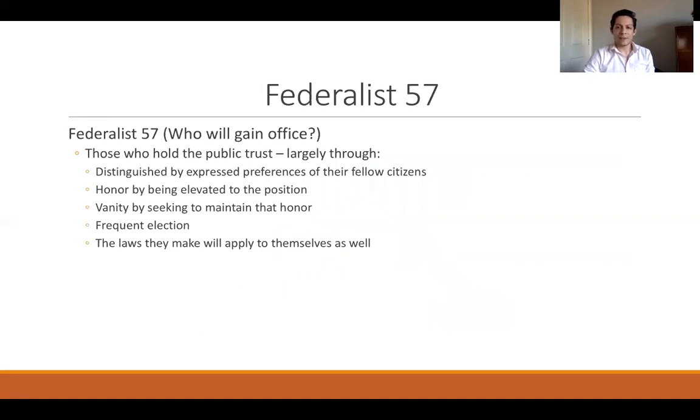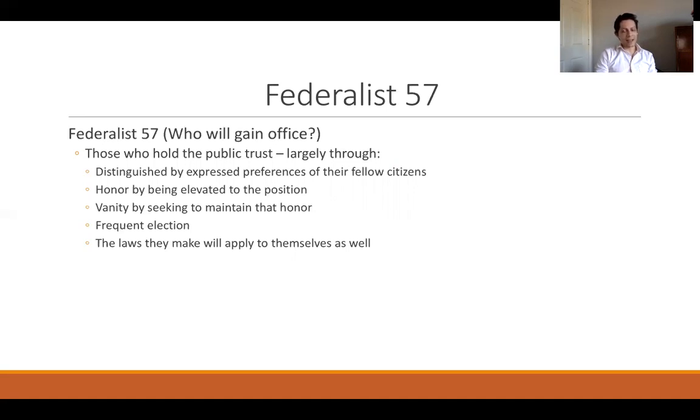Now I want to talk about some lesser known Federalist Papers that I think are important for you to know about. Federalist 57 talks about who can gain office. This is where I get more into politics rather than governance. Again, this is something that's speaking to their concern under the British and to some extent under the Articles of Confederation. Again, a lot of concern that there would be too much power at the national level and that it would be at the expense of the state governments.